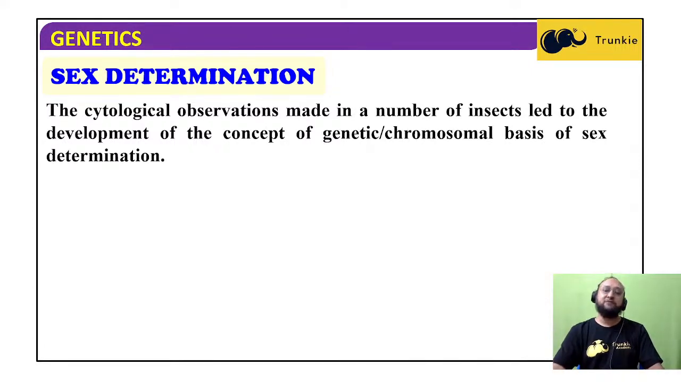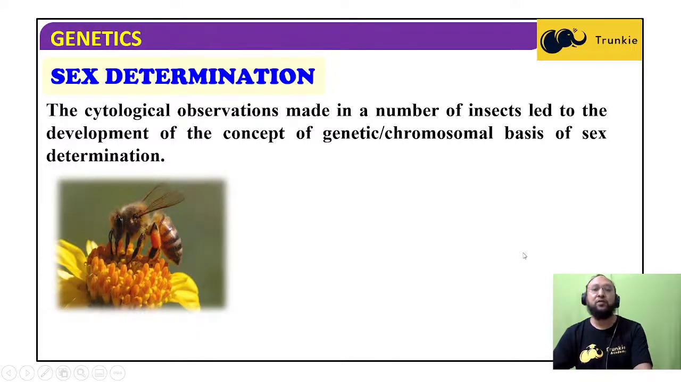The cytological observations made in a number of insects led to the development of the concept of the genetic chromosomal basis of sex determination. When we study sex determination in human beings, it is one of a kind. But when we do research on sex determination in different insects, we come to know that it is genetic and chromosomal. So sex determination is based on genetics and on the chromosomes. We will go through how sex is determined in detail now.